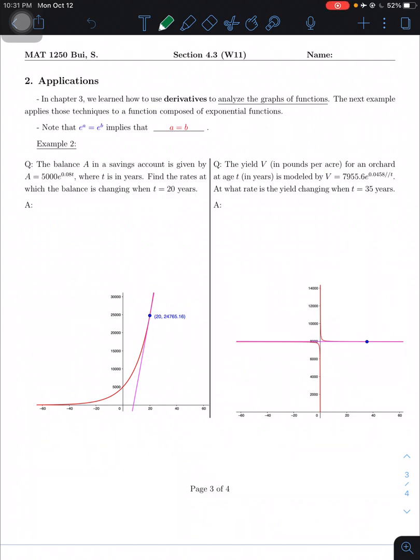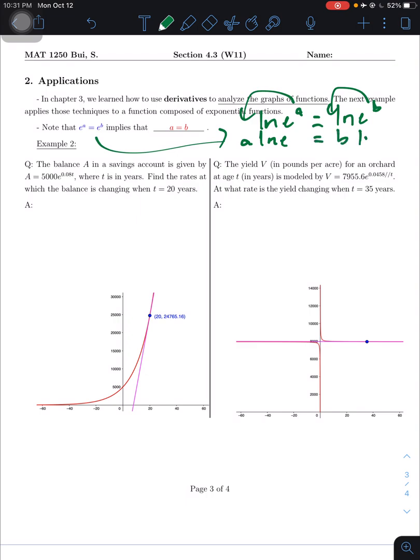Okay, so if we ln both sides, we're going to get ln in here. So ln e to the a equals ln e to the b, and then we bring out a and b to the front because they both are the exponents. So it looks like a ln e equals b ln e, right? And then we all know that ln e equals 1, so that means that a equals b. Okay, so that's the result that we have in here.